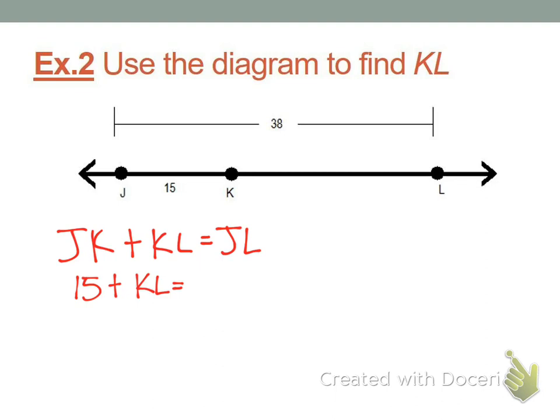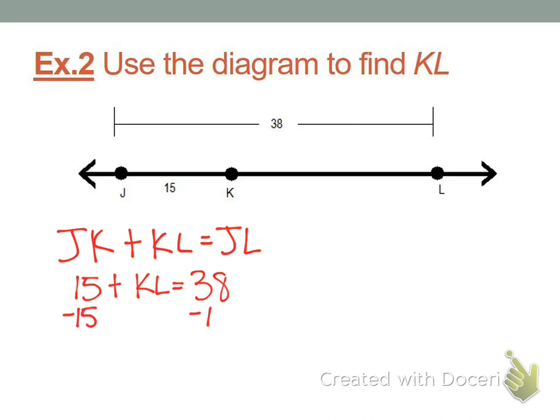We were given a length for JL. What is it? 38. How am I going to get KL alone? Switch your numbers. 38 minus 15. We subtract 15 from both sides.